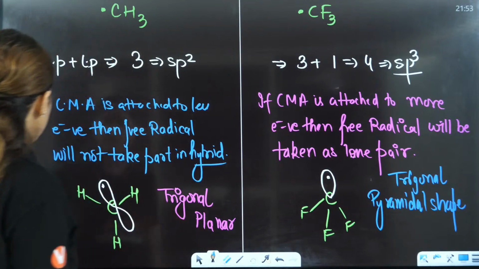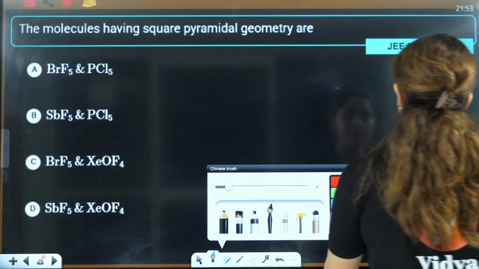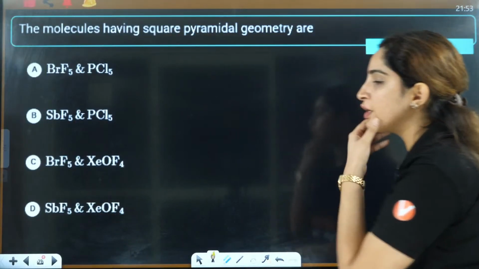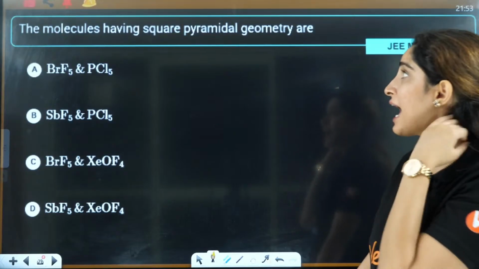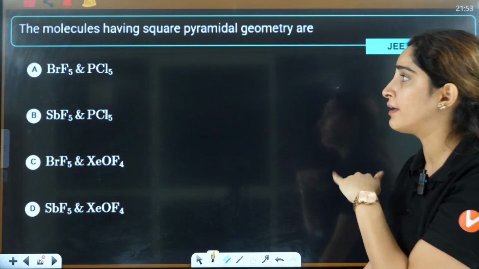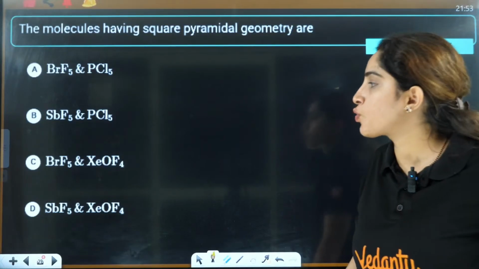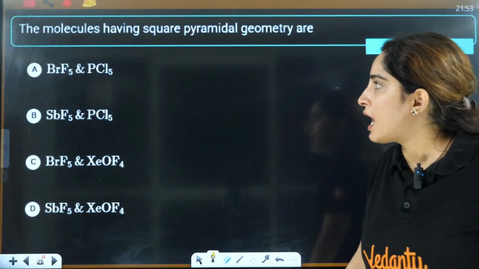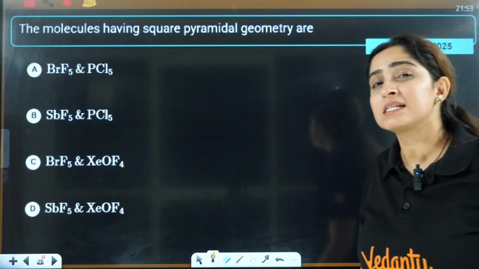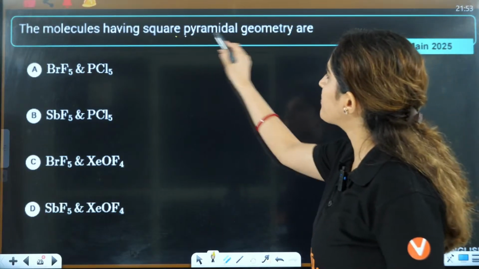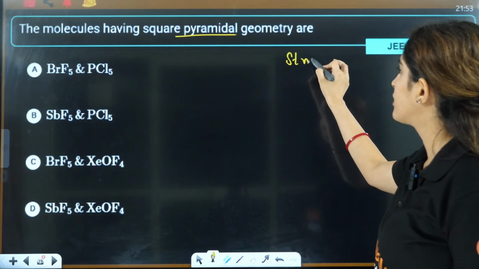Now let's do the questions of JEE Mains 2025 and JEE Mains previous year questions. You will find a lot of questions. Here it is: the molecules having square pyramidal geometry are which of the following? Square pyramidal means the steric number should be 6. You should already remember that.